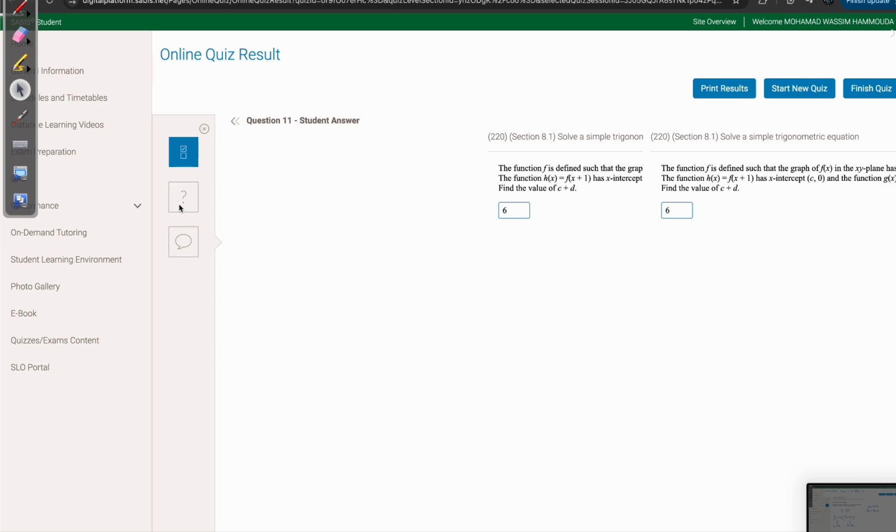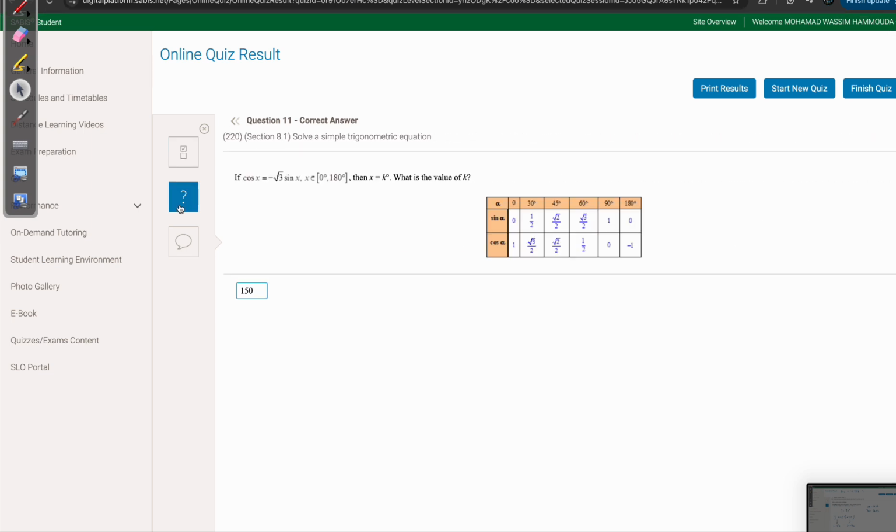Now, time for the last question of today. This question bothered me. Hope it doesn't do the same. Cosine x is equal to negative radical 3 sine x. X is between 0 and 180. X is equal to k degrees. What is the value of k? For this question, you can also simply put it on the calculator. Cosine x is equal to negative radical 3 sine x, and you're going to get that x is 150.